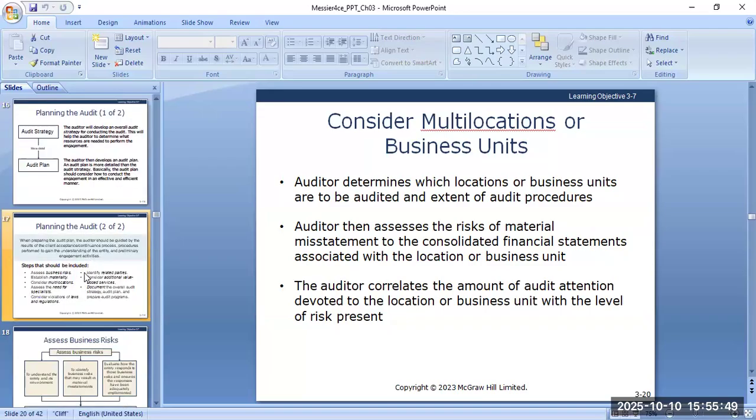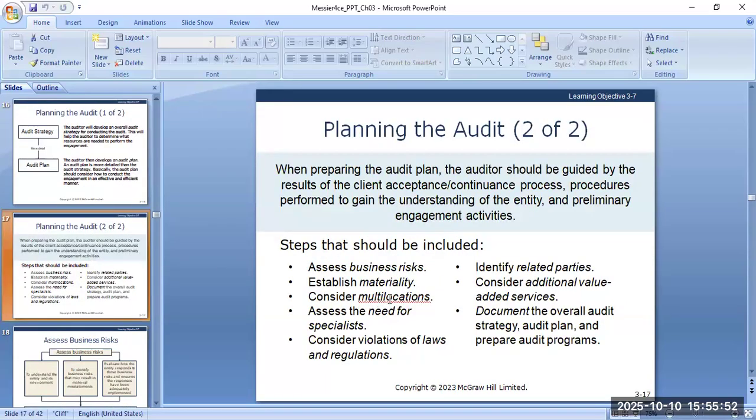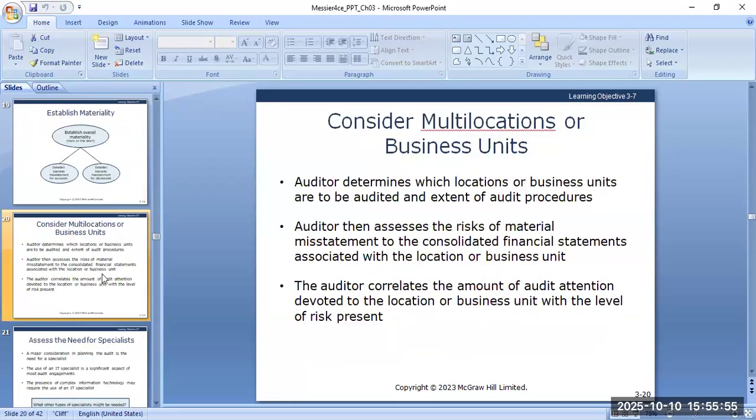The next step of the planning is to consider multi-locations. This will determine the locations of the business units which have to be audited and the extent of the audit procedures. Obviously, if we have more units, then we have to extend the audit procedures. Then we assess the risk of material misstatement for the consolidated financial statements. If we have multiple locations, obviously we have to do consolidation, so we have to establish the material misstatement on the consolidation as well.